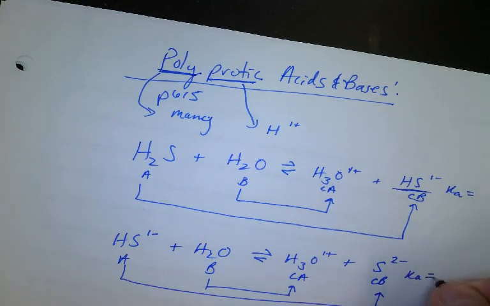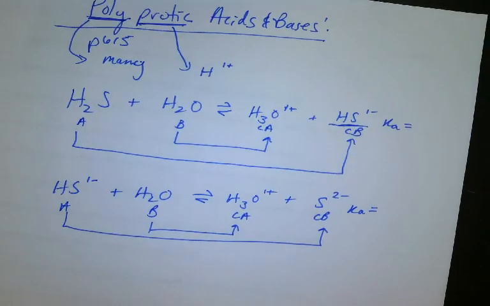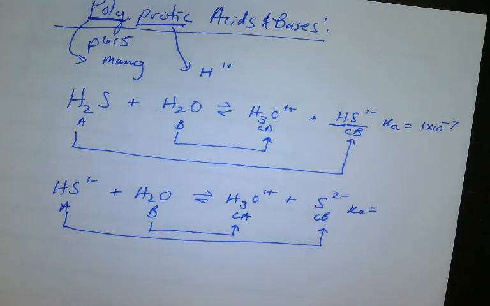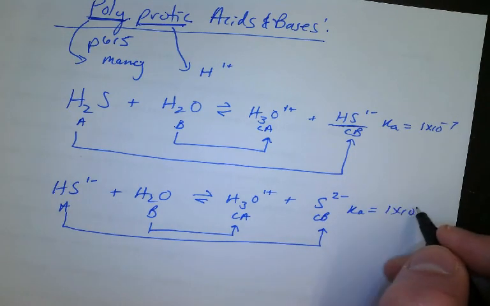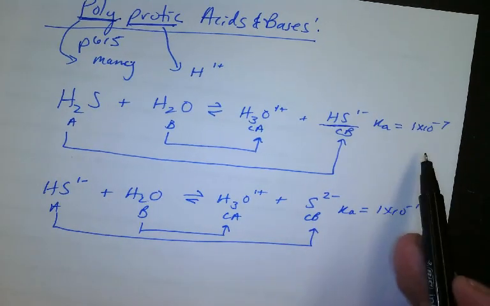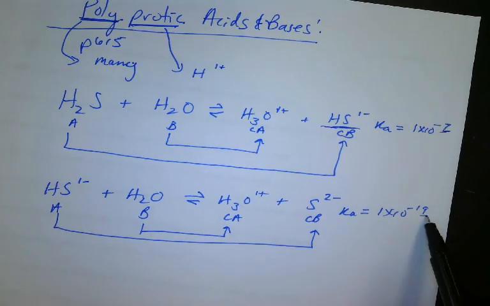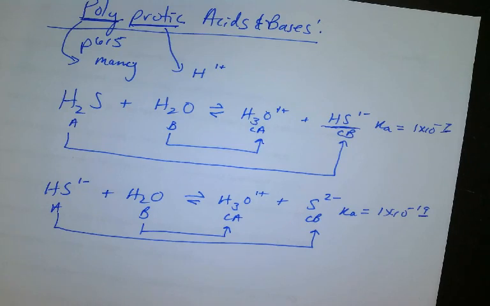And this would have a Ka. So let's look up those Kas and see what they are. The Ka for H2S is 1 times 10 to the negative 7. The Ka for HS- is 1 times 10 to the negative 19. So what do these numbers tell you about how often these are going to happen? What does this size compared to this size tell you?